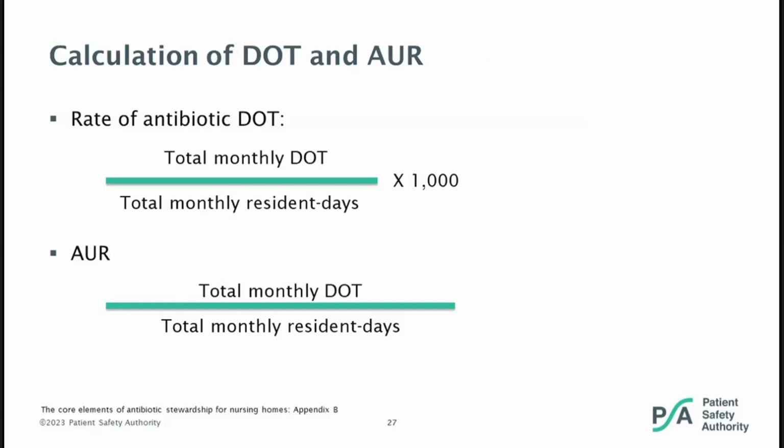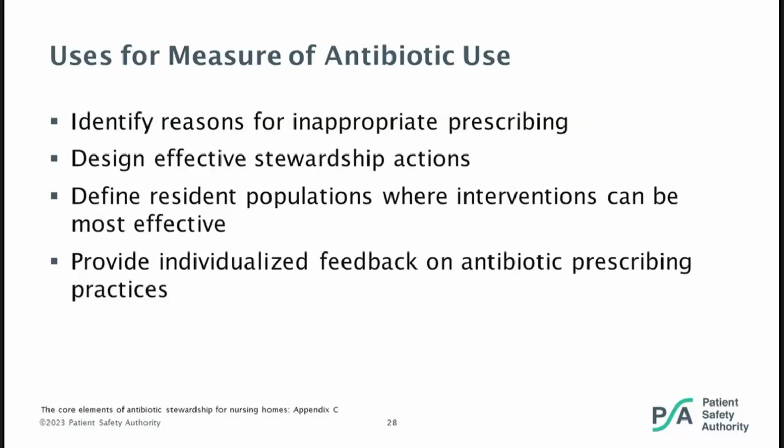And then to calculate your antibiotic DOT, your total monthly DOT, this is your rate of antibiotic DOT. It's the total monthly DOT divided by the total monthly resident days times 1,000. And then your AUR is very similar, except you're not multiplying it by 1,000. It's just your total monthly DOT divided by your total monthly resident days.